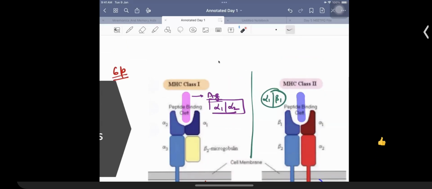Another important thing, whenever we are talking about MHC1, all of you know this fact, it is present on the surface of all nucleated cells. It is present on the surface of all nucleated cells. And it is also present on the surface of platelets.